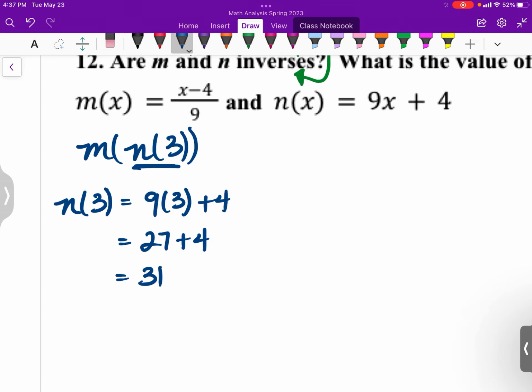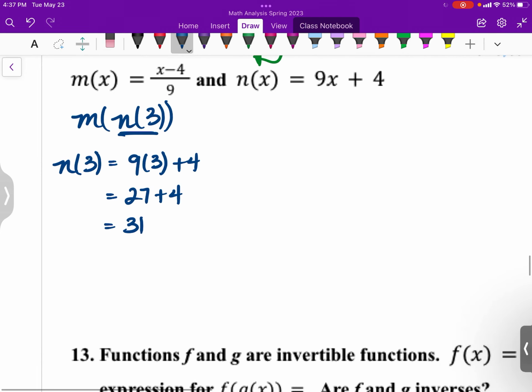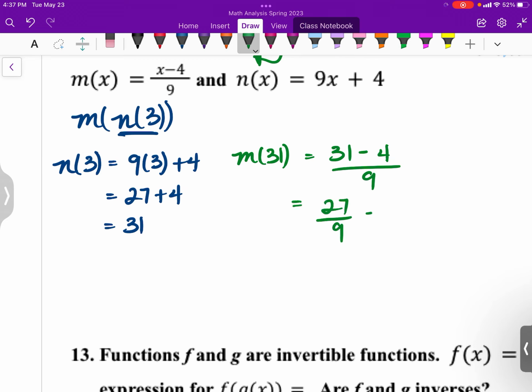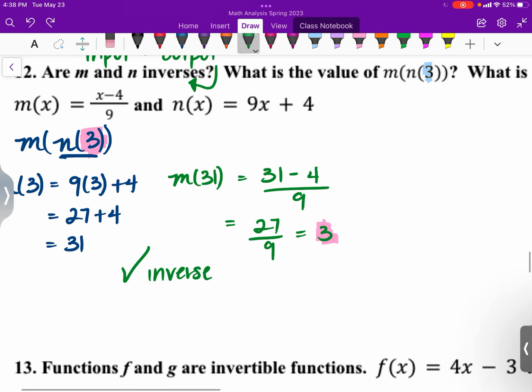All right. So from there, we're going to move on to m of 31. So that's going to become 31 minus 4 over 9. 31 minus 4 is 27, and 27 over 9 is 3. So our input was 3, and our output is 3. So that is a check for an inverse. But we actually have to check both of them to see if they're inverses. So one of them works, but let's check out the other one.